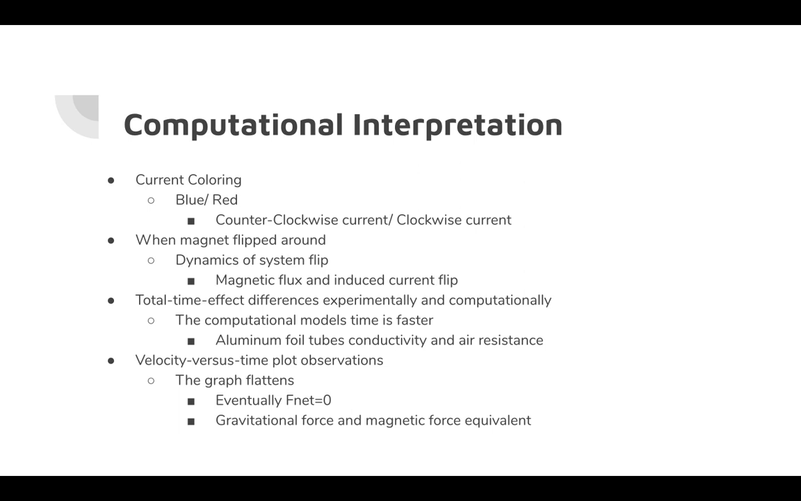And then the total time effect differences shown experimentally versus computationally show that the aluminum foil tube's conductivity and air resistance aren't being accounted for computationally. Therefore, it's faster in the code than it is in real life. And then the graph plot of velocity versus time eventually flattens out, which means that the F net is equal to 0, which says that gravitational force and magnetic force are equivalent during that time period.